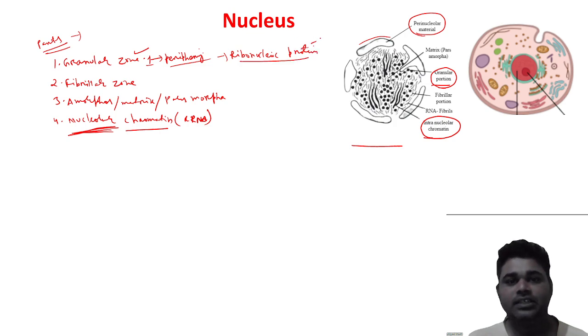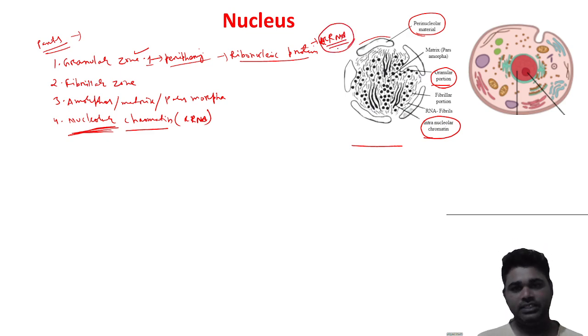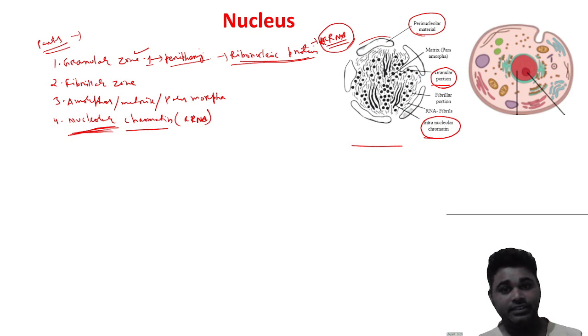So what is the ribonucleic protein? Simply you can say that the rRNA and the associated protein is called the ribonucleic protein. So at the outer or periphery region, the granular portion is present, and it contains the ribonucleic protein, that contains rRNA and its associated protein.